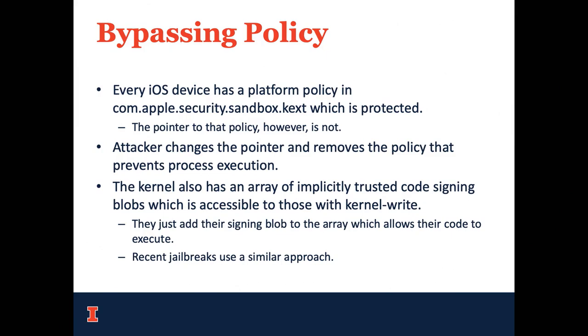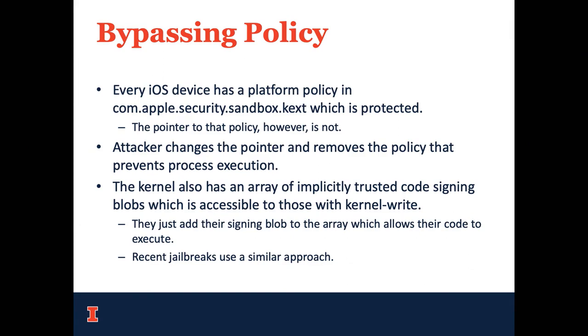So they change the pointer and remove that policy that grants process execution. Then they execute something out of the temp directory using POSIX and start that. They also get around code signing. Earlier jailbreaks of iPhones would simply just modify how the code signing verification works on iPhone devices. But the kernel also has an array of signing blobs of known trusted things that it allows to execute, which it needs to for the kernel and devices on there. They simply just add the signing blob for their code in there to get it to work.